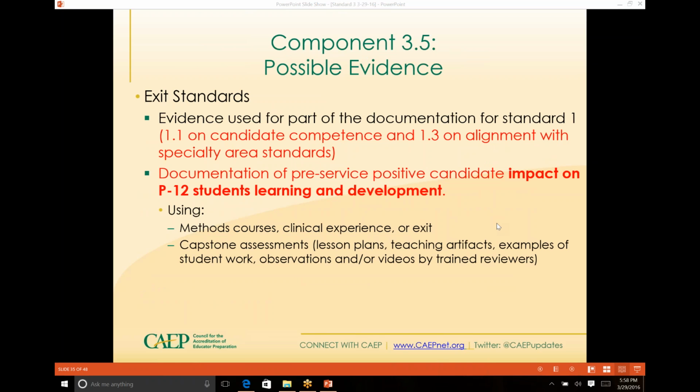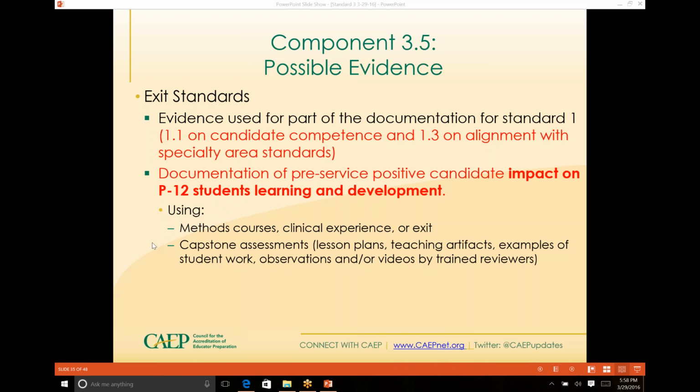students' learning. You know that Standard 4 is all about impact, but it's all about impact of in-service candidates, in-service program completers. This particular component, 3.5, is about the impact of your pre-service candidates, okay? And whether you're assessing their impact on learning in methods courses or clinical experience or at exit with a culminating or capstone assessment, however you're doing that, it's critically important in component 3.5 that you'll be showing your evidence that by completion your candidates have demonstrated that they have a positive impact on P12 learning and development.